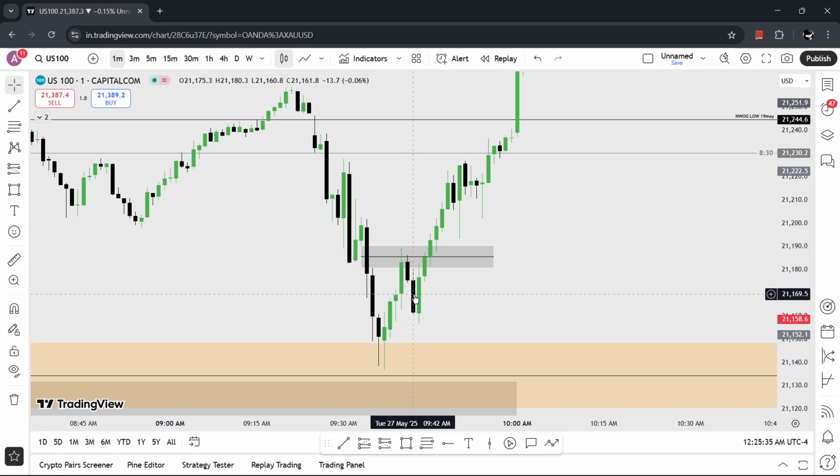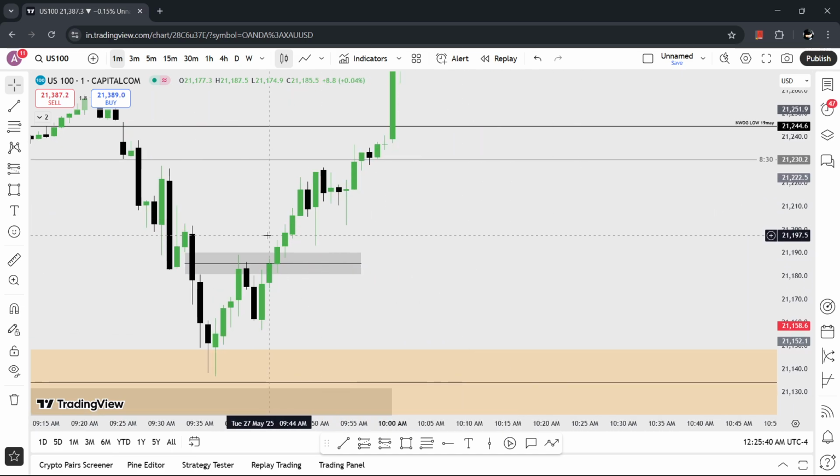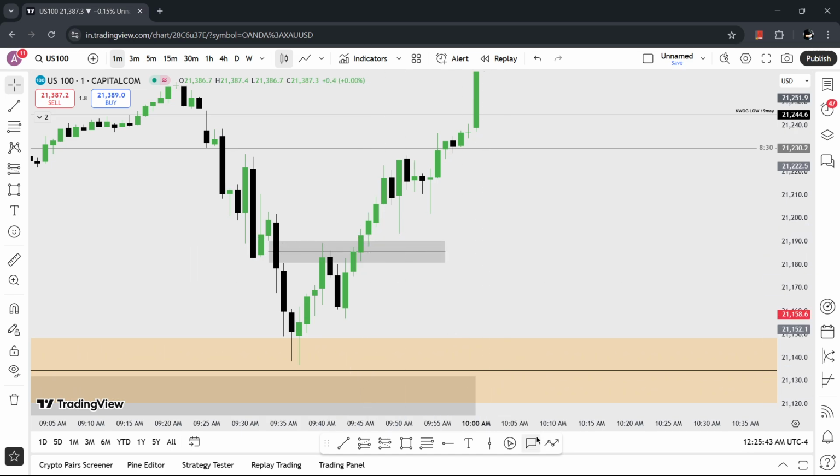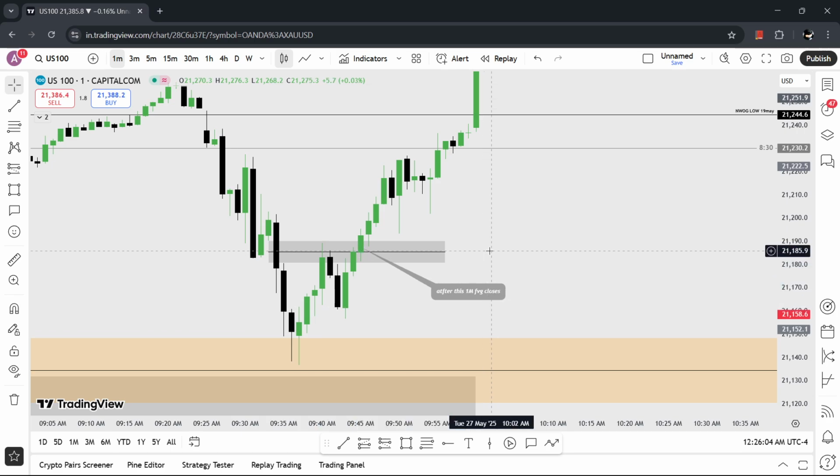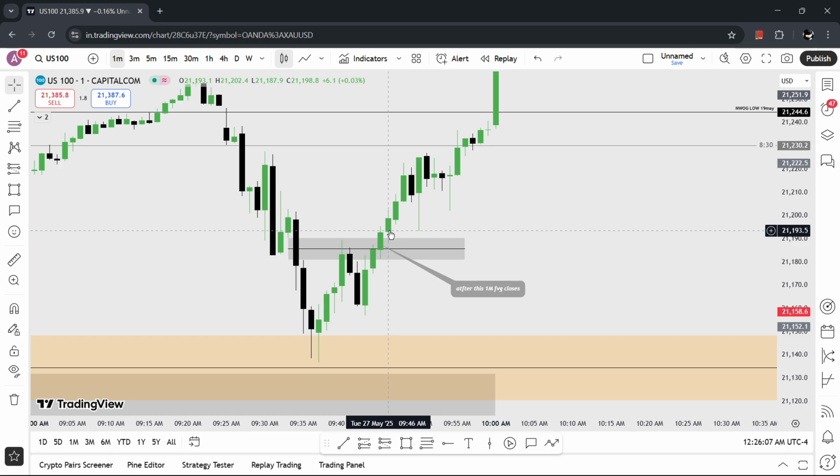Okay, so it came here, displacement downwards and just went upwards. Okay, after this particular candle closes, I will just mention this particular candle. Okay, after this 1 minute FVG closes, the next candle, if it comes to this fair value gap, you can take the entry. This is our entry candle.